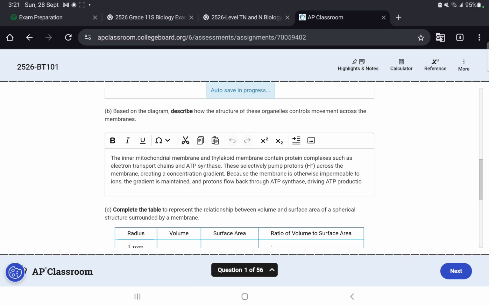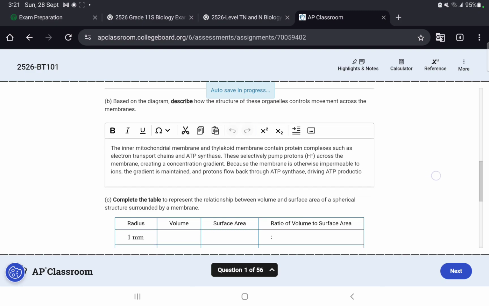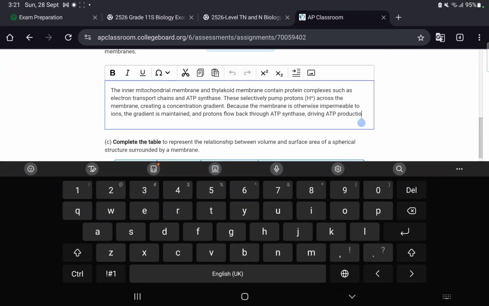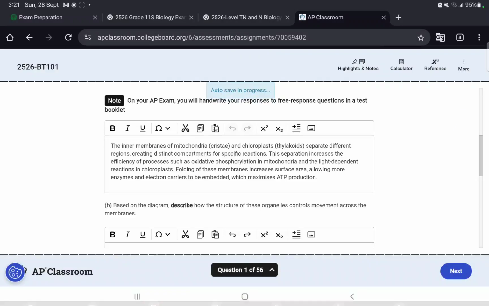So without these folding membranes, the inner membrane of the mitochondria and the thylakoid membrane of the chloroplast, it's impermeable to ions, which is why it's very important. The gradient is maintained, from high concentration to low concentration, and protons flow back through ATP synthase, driving ATP production. I missed that. Okay.